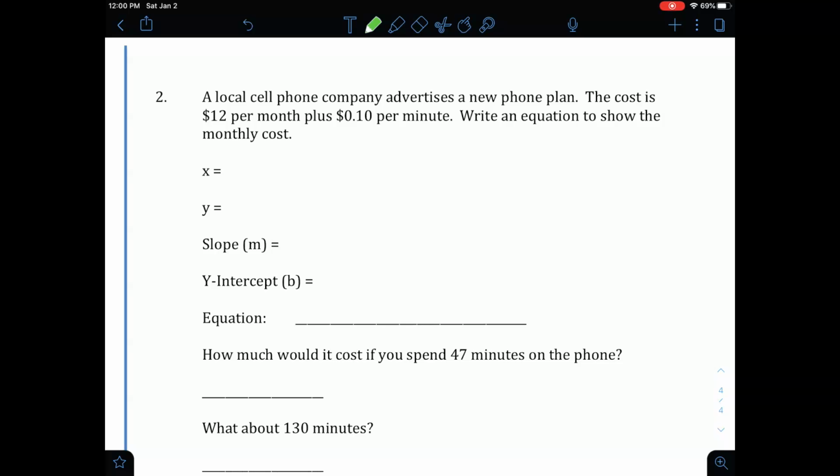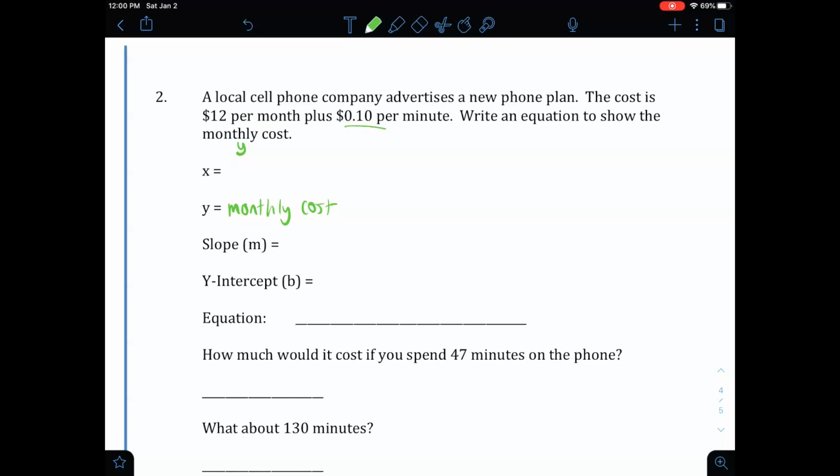Okay, let me flip my page here, actually. All right, so what's our y value? What are we measuring here? Well, y is our monthly cost, right? That's what we're looking for. That's what we're going to measure. Now, what are we using to measure monthly costs? What's a unit of time or measurement that we're using to measure the monthly cost? Well, it's your $12 per month, right?